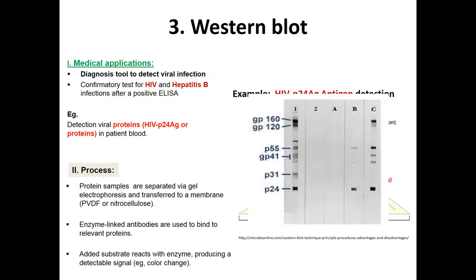So the Western blot is a confirmation test that people usually use after they get an ELISA showing the person may have serum anti-HIV antibodies or HIV antigen. Now you have to confirm it using the Western blot. Keep that in mind. We're going to talk about the ELISA, but the Western blot is the confirmation test for that.